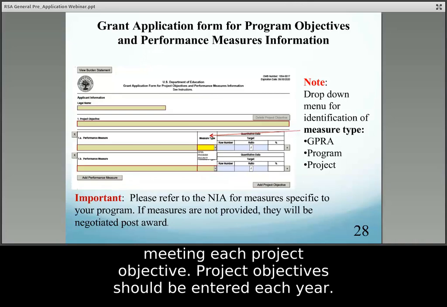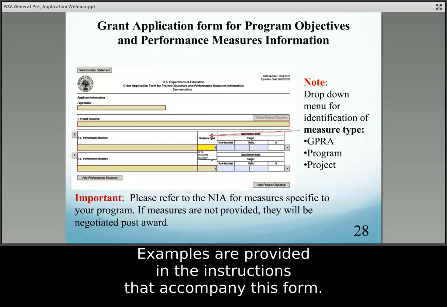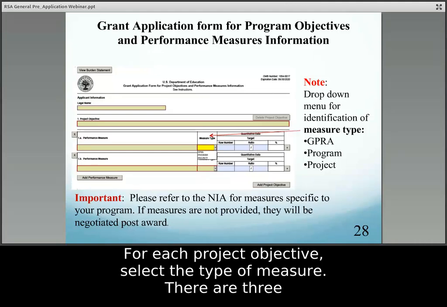Project objectives should be entered each year. However, the year to which the project objective applies must be clearly identified. Examples are provided in the instructions that accompany this form. For each project objective, select the type of measure.